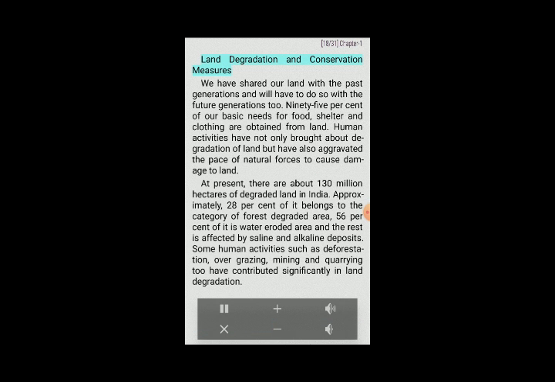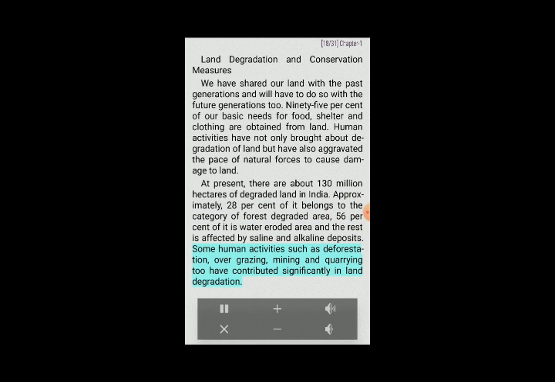Land degradation and conservation measures. We have shared our land with the past generations and will have to do so with the future generations too. 95% of our basic needs for food, shelter and clothing are obtained from land. Human activities have not only brought about degradation of land but have also aggravated the pace of natural forces to cause damage to land. At present, there are about 130 million hectares of degraded land in India. Approximately 28% of it belongs to the category of forest degraded area, 56% of it is water eroded area, and the rest is affected by saline and alkaline deposits.